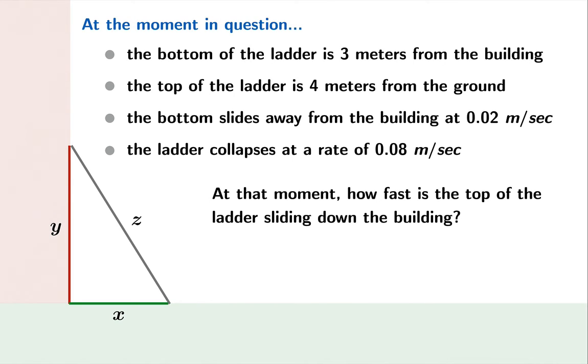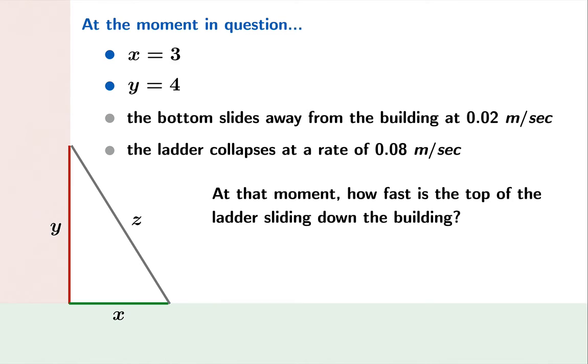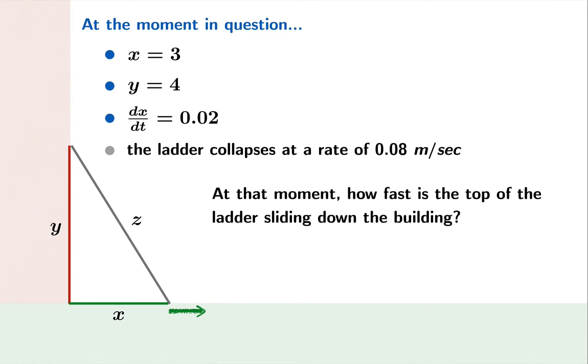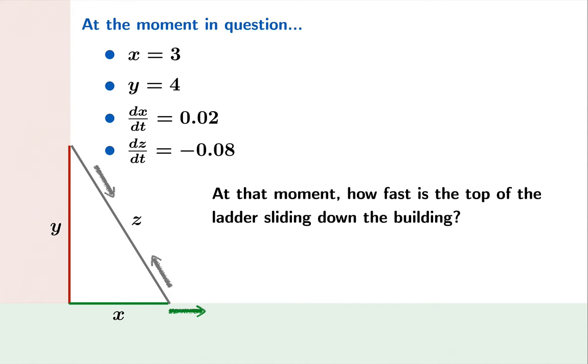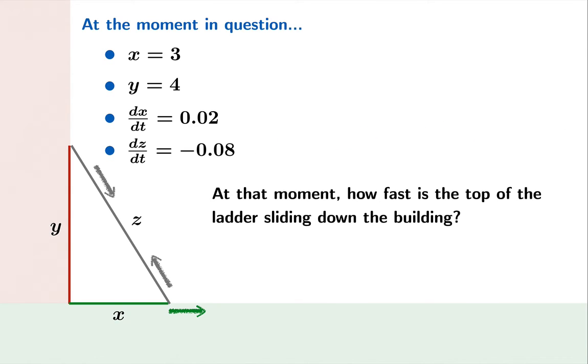So the bottom of the ladder is 3 meters from the building, so that means x equals 3. Top of the ladder is 4 meters from the ground, that means y equals 4. The bottom slides away from the building at 0.02, that means dx/dt is 0.02, and if the ladder's collapsing, dz/dt should be negative 0.08. Why negative? Because z is decreasing, the ladder's collapsing. So dz/dt should be negative. Now at that moment, we're trying to figure out how fast the ladder's sliding down the building. What we're really asking is, what is dy/dt at that moment?